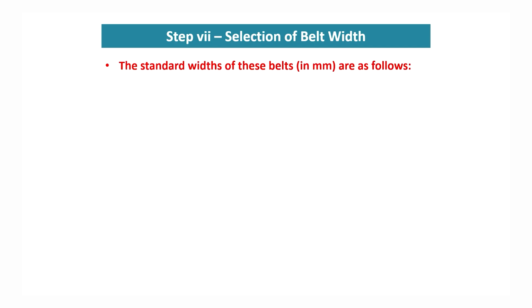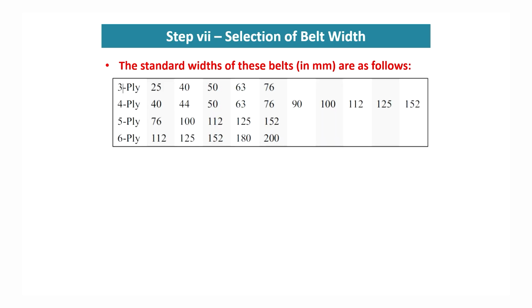Now, selection of belt width. The standard widths of these belts are as follows. For the 3 ply, the widths are 25, 40, and so on. For 4 ply, these are the widths. For 5 ply, these are the belt widths. For 6 ply, these are the belt widths. From the previous step, we have obtained that width multiplied by number of plies is equal to 756.17.